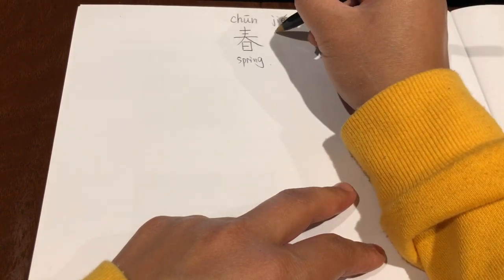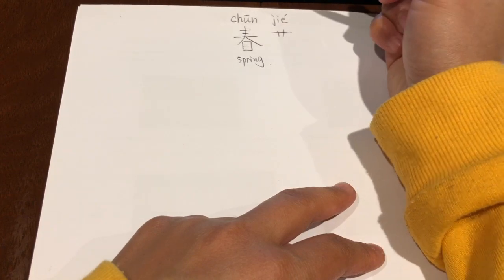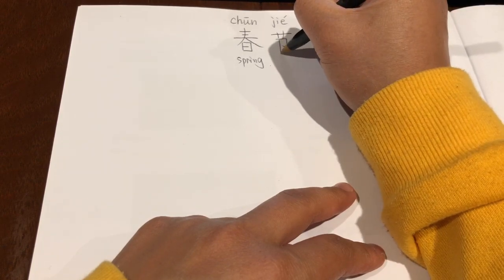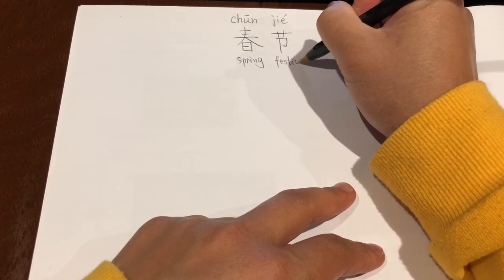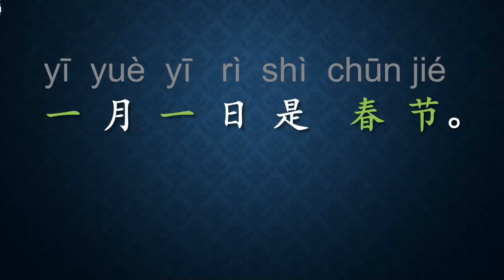And then 节, we've learned it in the previous lesson. Horizontal stroke, and then two vertical strokes here, and then turning hook, vertical stroke. 节, which means festival. Okay? Feel free to pause the video if you need more time to write the characters, okay? So next, we are going to look at a sentence together, which is also about 春节, the Spring Festival. Let's read the sentence together.